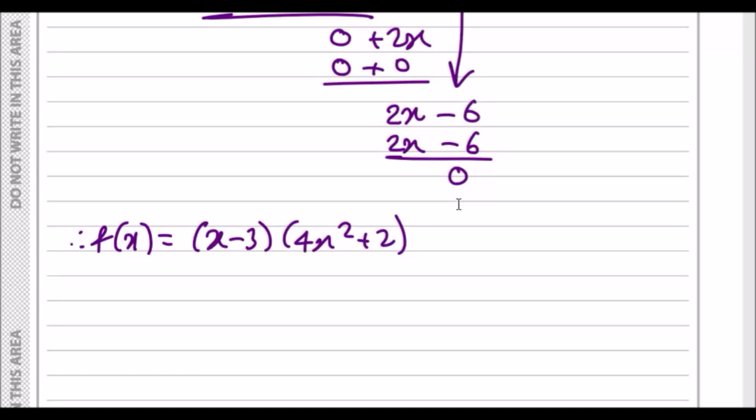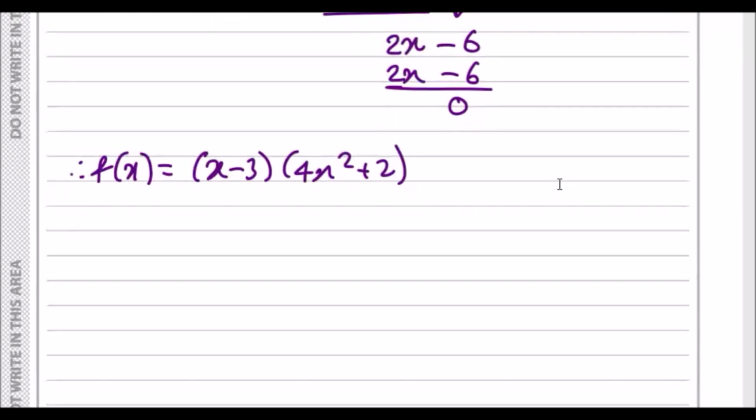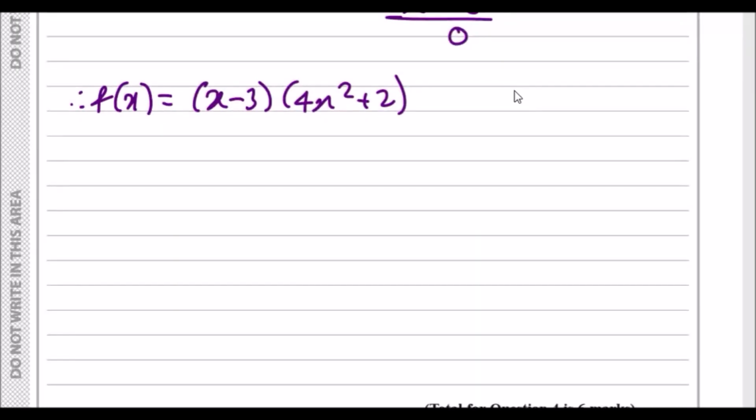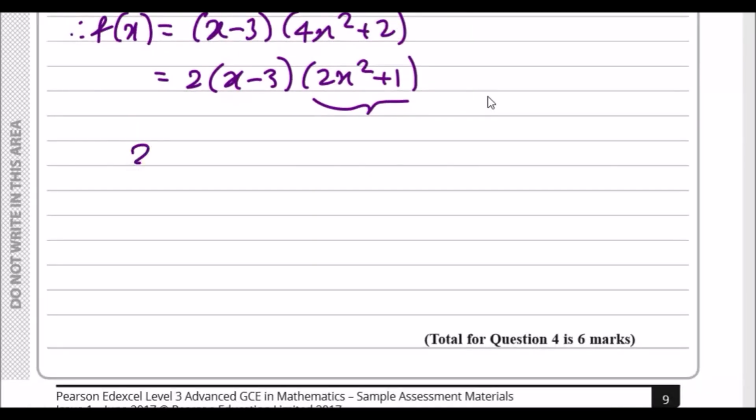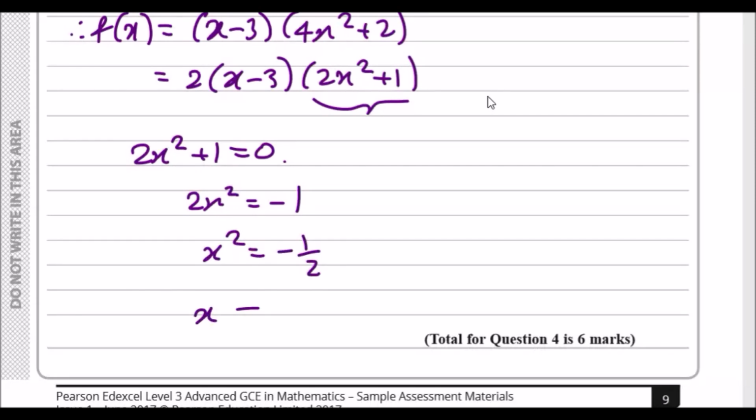Now at this stage we cannot actually solve this any further. You can take the 2 out of this, so if I bring it to the front, we're going to have x minus 3 and now 2x squared plus 1. At this stage you cannot factorize this one. If you set this to 0, for example, just to prove that you can't factorize it, if you move 1 across, you're going to get 2x squared equals negative 1, so x squared equals negative 1 divided by 2, and that's the problem. You cannot square root a negative number, so in this case you cannot get a solution.